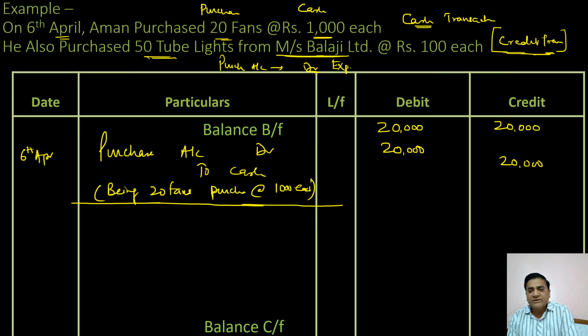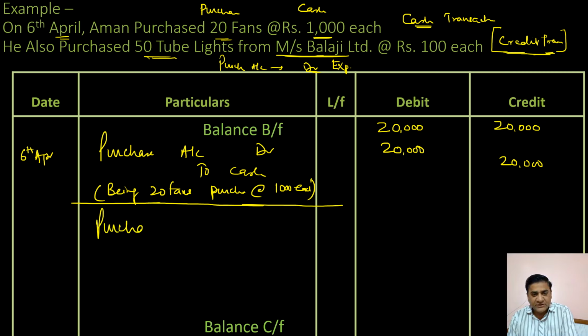And Balaji Limited being a creditor for me, a liability for me. We have seen that whenever the liability increases, that is to be credited. So we are clear that purchase account is to be debited and Balaji Limited's account is to be credited. How do we write this? We would write it like this.